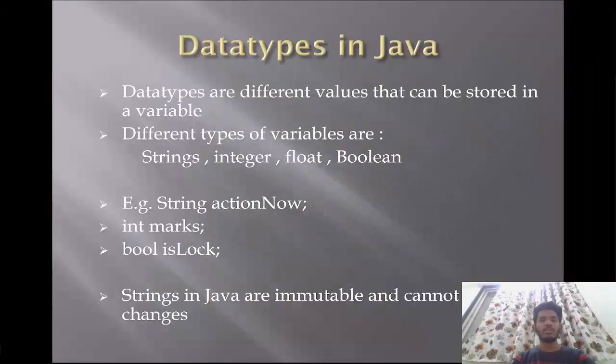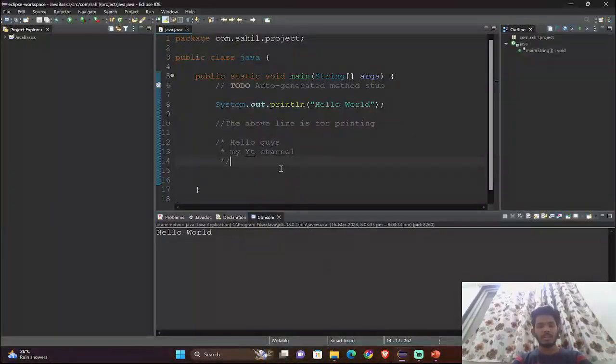So what are data types in Java? Data types define the different kinds of values that can be stored in a variable. We can create variables of different data types, each having a name. There are different types of data types: string, integer, float, boolean, and many more, like decimal and double. For example, here we have created string action, int marks, boolean is log. I will show you a real example. If I create int marks equal to 10, it is a variable with integer as its data type. Now I will try to print the value of marks.